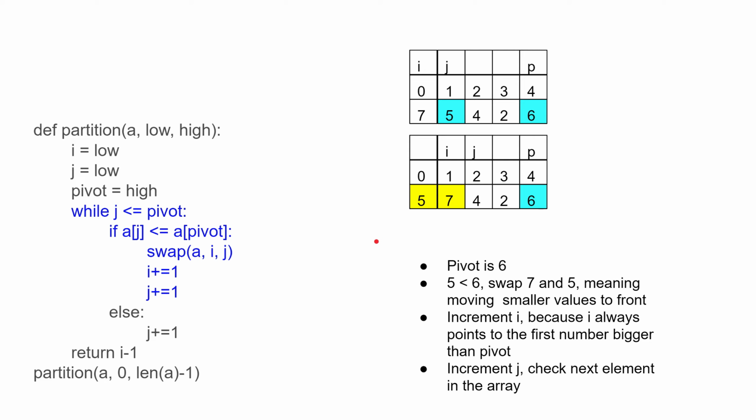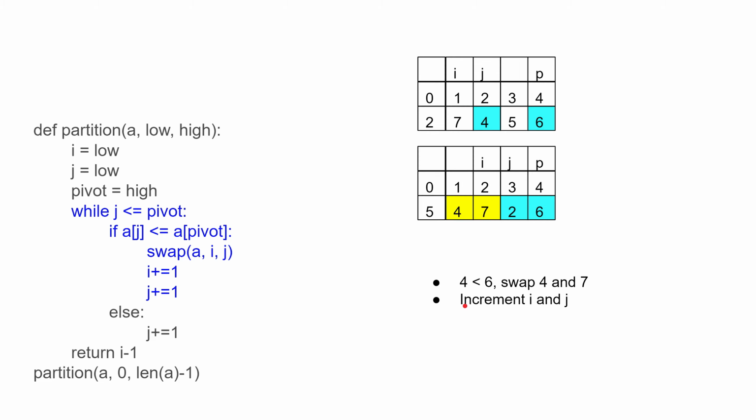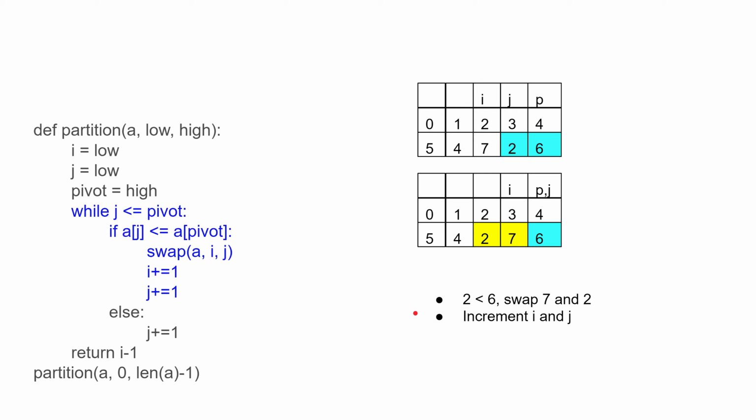When 5 is smaller than 6, it'll swap 7 and 5, so you can move the smaller values to the front. Then you increment i because i always points at the first number bigger than the pivot, and increment j to check the next element in the array. Since 4 is smaller than 6, swap 4 and 7 and increment i and j. Since 2 is smaller than 6, swap 7 and 2 and increment i and j. It's swapping 7 and 2 because i is at 7 and j is at 2.